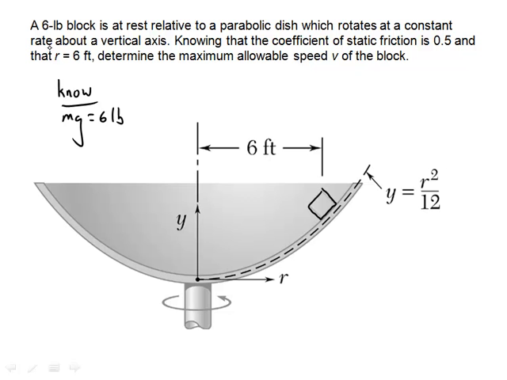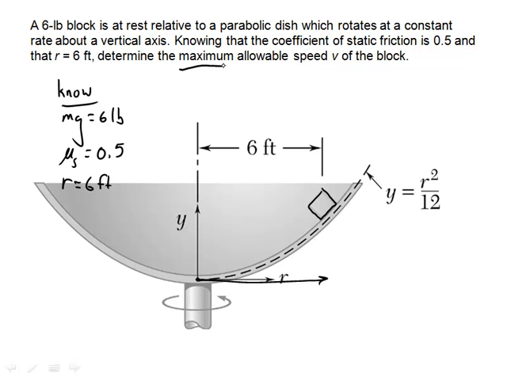It's rotating at a constant rate, so this omega in here, or theta dot, is constant. And the coefficient of static friction is given. Mu static is equal to 0.5. The radius, that means the distance out from the center, is equal to 6 feet.